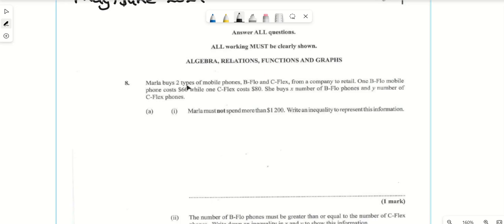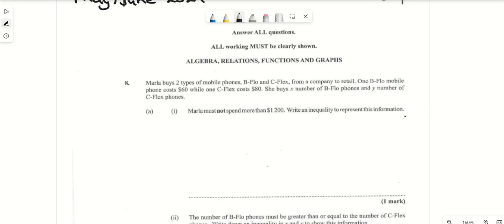They said Mala buys two types of phones, B-Flow and C-Flex, from a company to retail. One B-Flow mobile phone costs $60, while C-Flex costs $80. She buys X number of B-Flow phones and Y number of C-Flex phones. Mala must not spend more than $1,200. Write an inequality to represent this information.